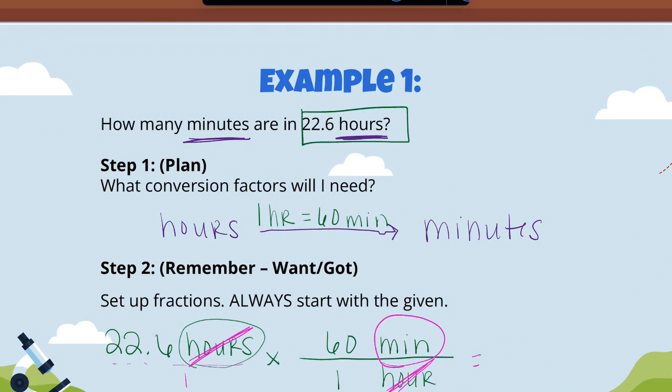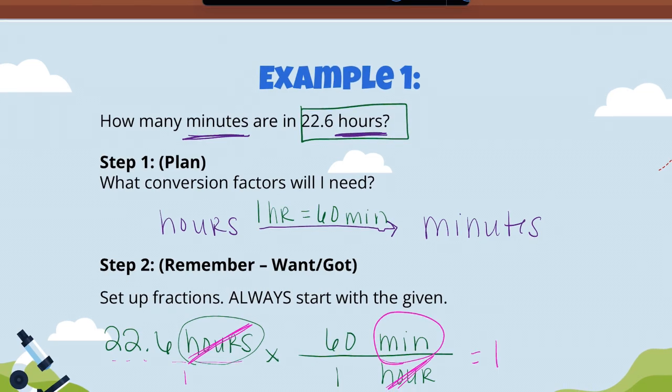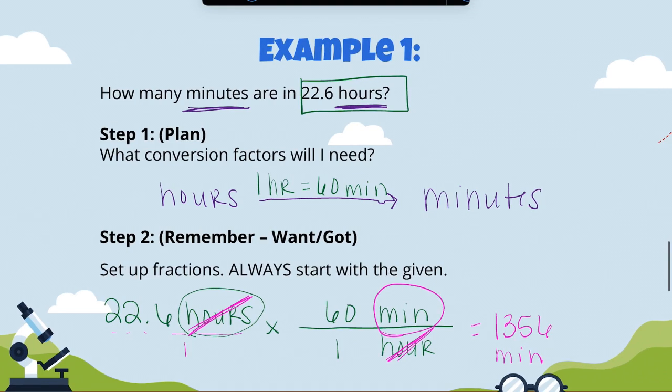So what I'm going to do is multiply the numbers on the top of the fractions. So I'm going to plug into my calculator 22.6 times 60. And when I do that, my calculator tells me 1,356. Now my units on that, because I have canceled my hours, are minutes. But this is chemistry, so we're not quite done. We still have to figure out our significant figures.